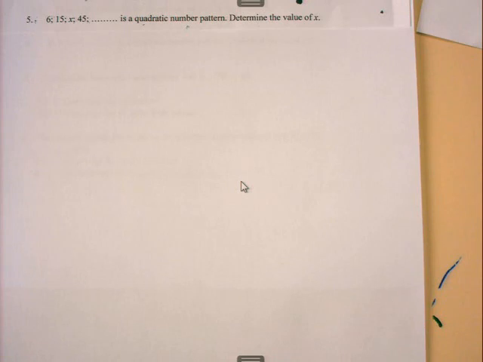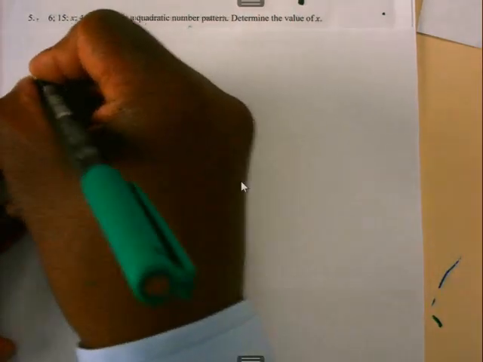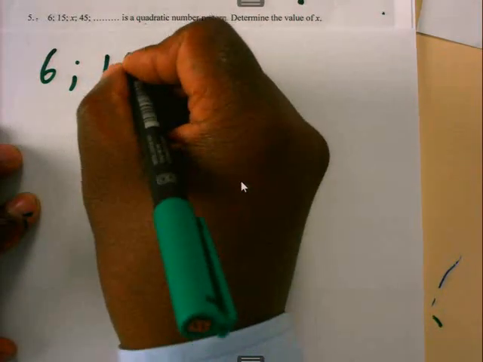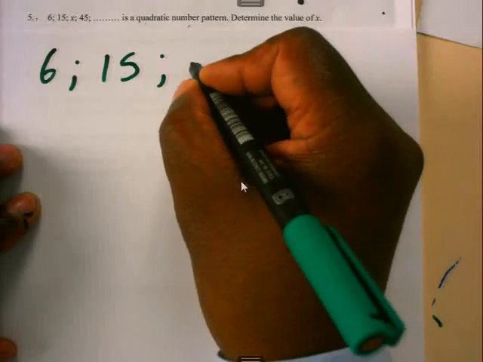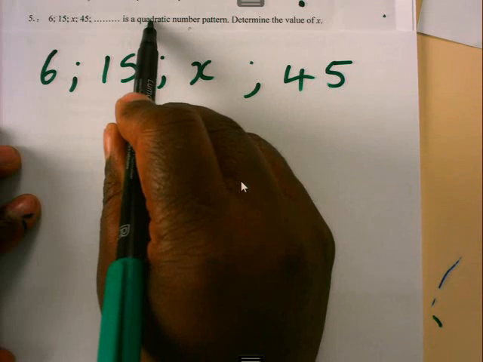The question says determine the value of x. It's given that this is a quadratic number pattern. What is key? You know that once it is a quadratic number pattern, the second difference is common. Let's write down the sequence. We've got 6, we've got 15, you've got x.